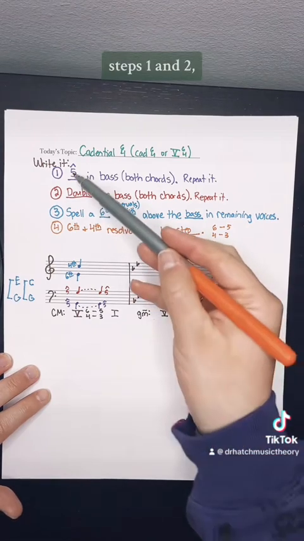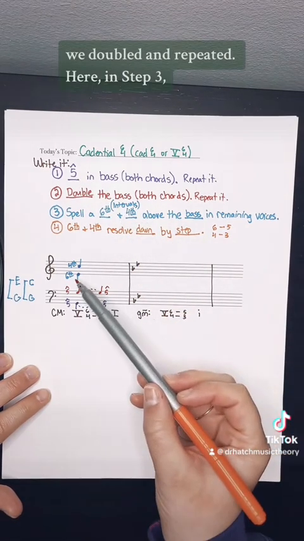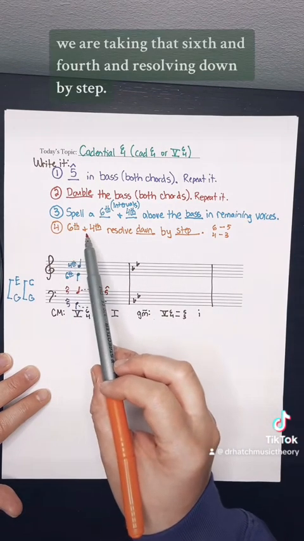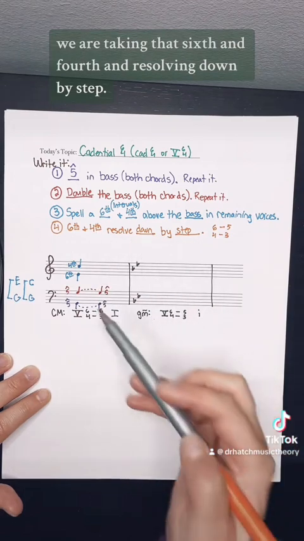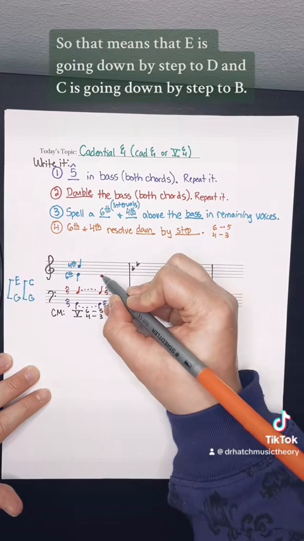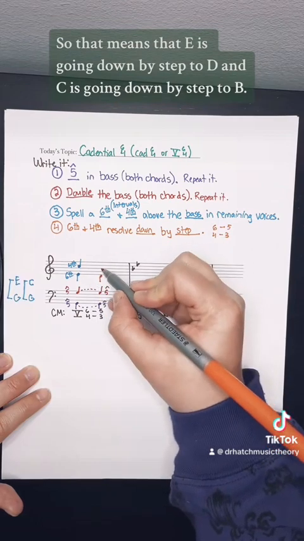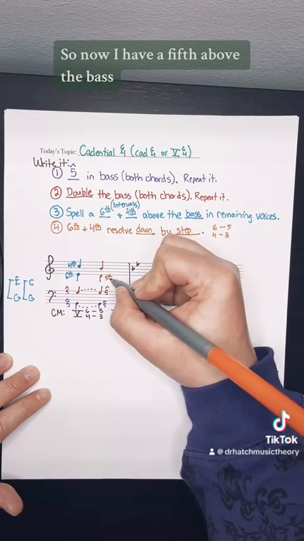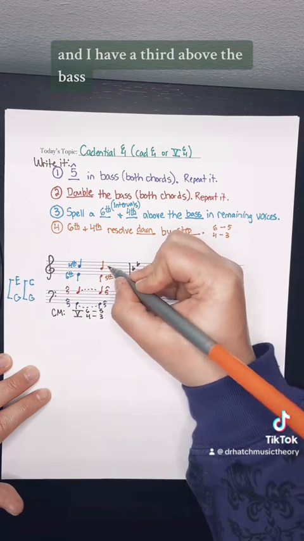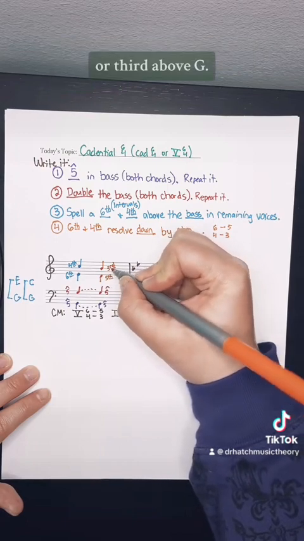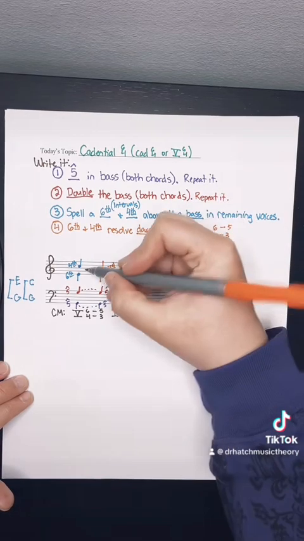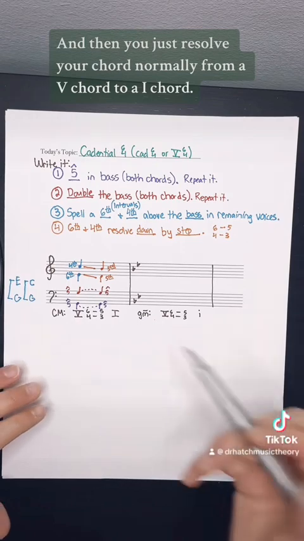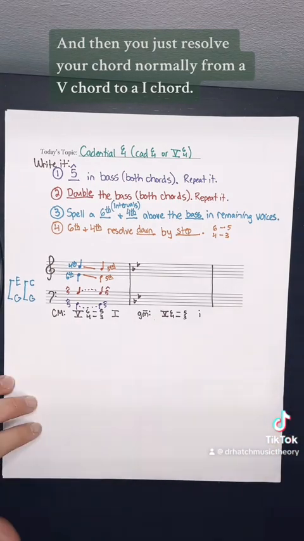So in the other 2 steps, steps 1 and 2, we doubled and repeated. Here in step 3, we only are voicing the 6th and the 4th. And now in step 4, we are taking that 6th and 4th and resolving down by step. So that means that E is going down by step to D, and C is going down by step to B. So now I have a 5th above the bass, and I have a 3rd above the bass, or 3rd above G. Down by step, down by step. And then you just resolve your chord normally from a 5 chord to a 1 chord.